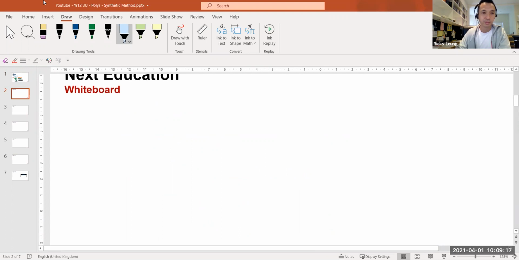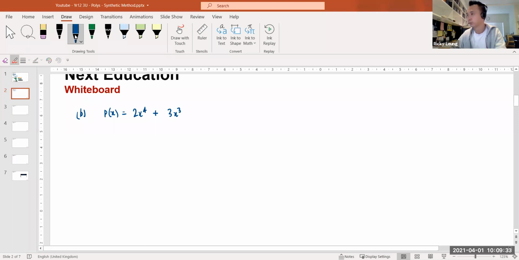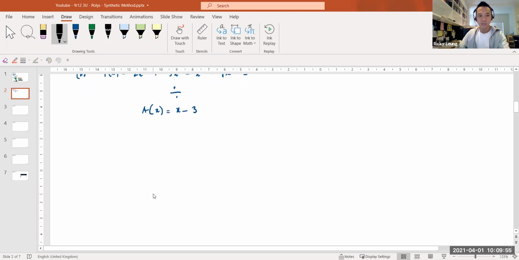Now let's do a nice big ugly one. If I said to you the polynomial originally was 2x to the 4 plus 3x cubed minus x squared minus 4x minus 5, and let's divide that by the divisor of x minus 3. Once again, let me do the traditional way and then synthetic side by side, just so you can compare.